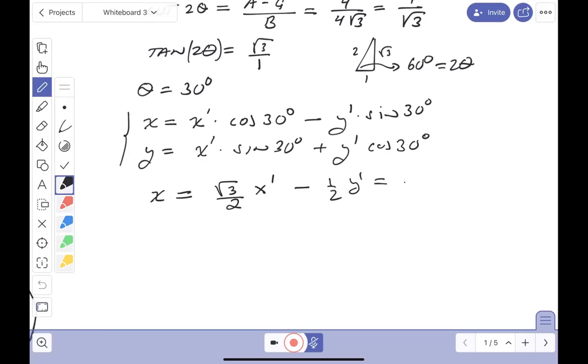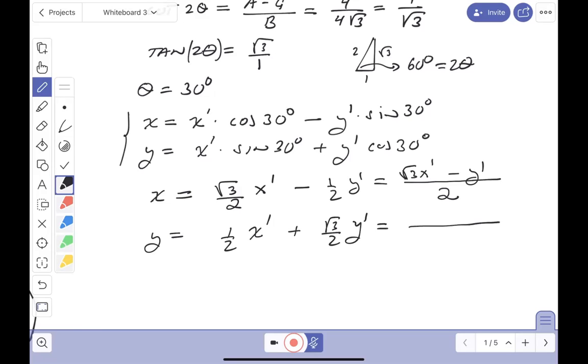I'm going to write this a little bit differently. 2 root 3 x prime minus y prime. Let's write y down. What's that going to be? Well, the sine of 30 degrees is 1/2, plus the cosine of 30 degrees is root 3 over 2. I'm going to write it a little differently. It's going to be 2 x prime plus root 3 y prime.